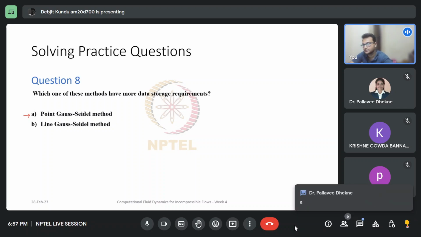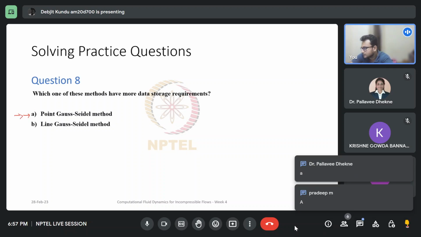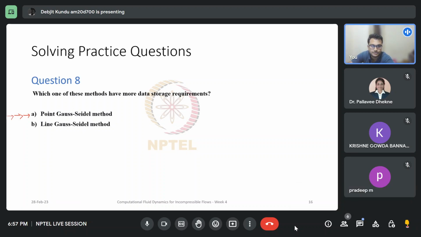Another answer, another response in favor of option A. Another one. Okay, so all in favor of option A. Which of these methods has more data storage requirements? Is it the point Gauss Seidel method or the line Gauss Seidel method? Most of you are saying it's option A, the point Gauss Seidel method.